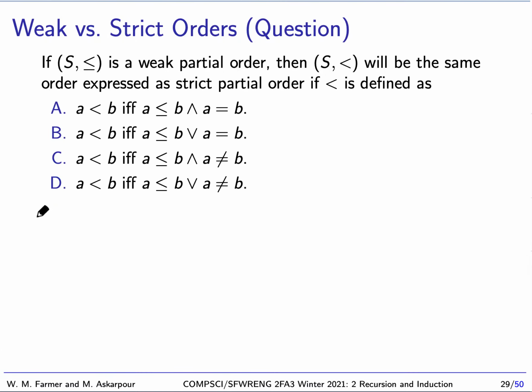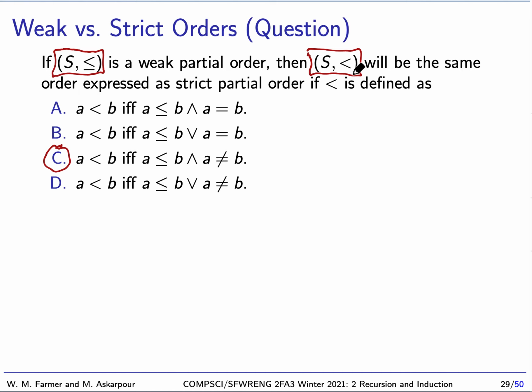Okay, welcome back. Well, it's pretty obvious. What we want is to say that A is strictly less than B if and only if A is less than or equal to B and A does not equal B. So what this illustrates is, even though we started with a weak partial order, there is a strict partial order that goes with it.